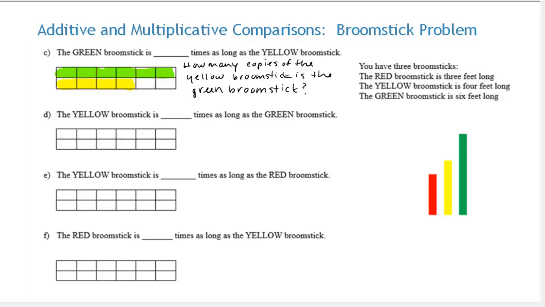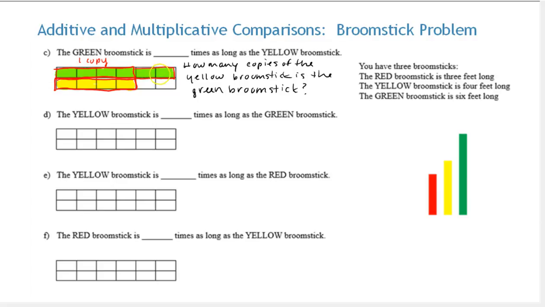Okay, so we're going to do this in a few ways, but let's do it in the most intuitive way. Let's just take, I'm going to use a red pen here, one copy of the yellow broomstick, and let's put that right on the green broomstick. Okay, so we know that the green broomstick is at least one copy of the yellow broomstick, so this is one copy. But we still have some more, and our some more is 2 rectangles.